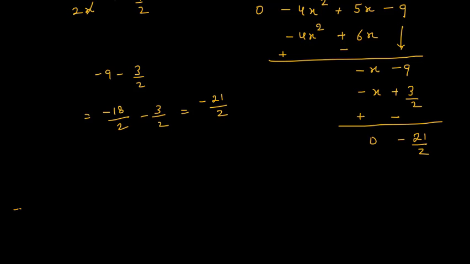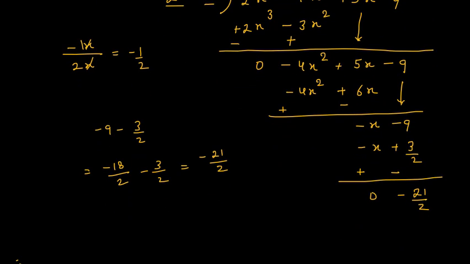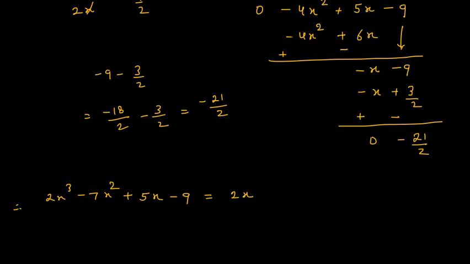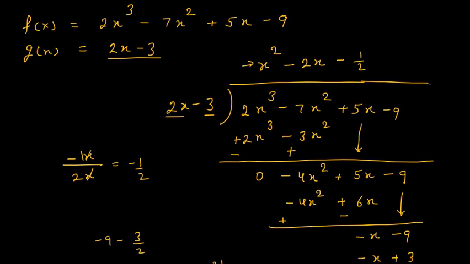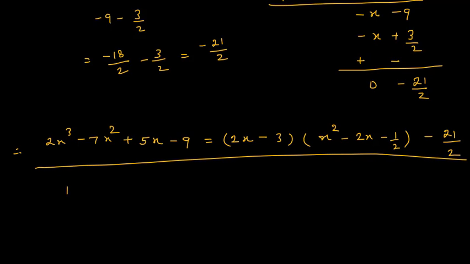So therefore I can write this 2x cube minus 7x square plus 5x minus 9 is equal to, I am dividing it with 2x minus 3, so I will write this as 2x minus 3, and the quotient I get as x square minus 2x minus half, and remainder I get minus 21 upon 2. So this is your division algorithm.